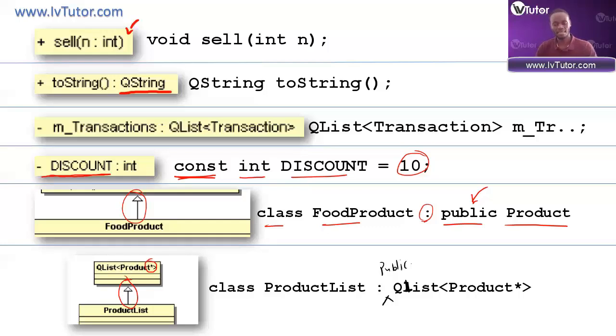Now remember, inside the QList angular brackets, you can put any type. If it's an integer, you put an integer. If it's a product, you put a product. In this case, it's a list of product pointers.